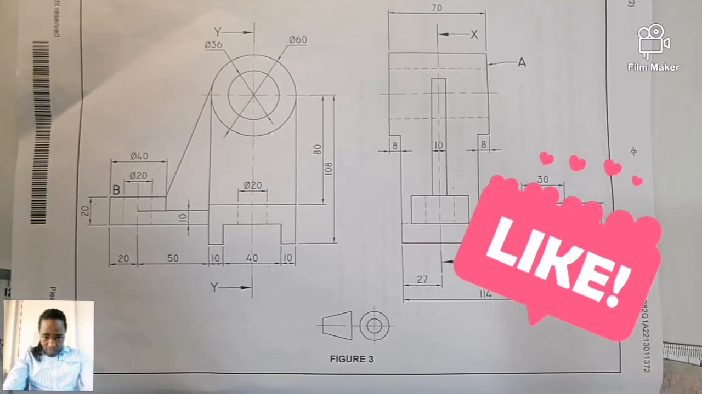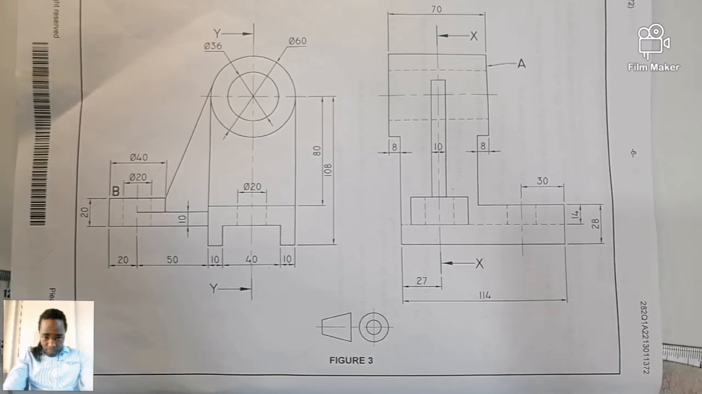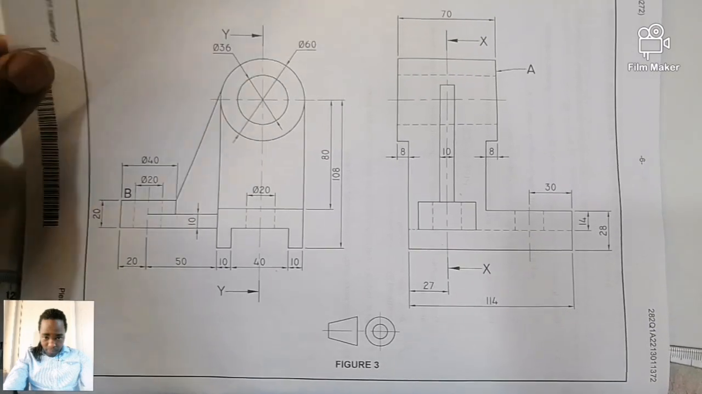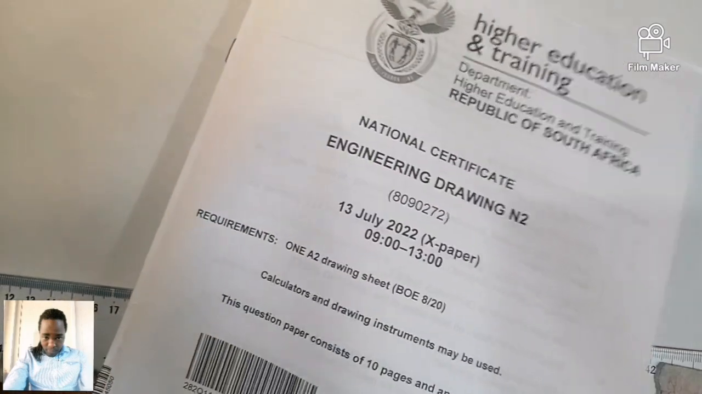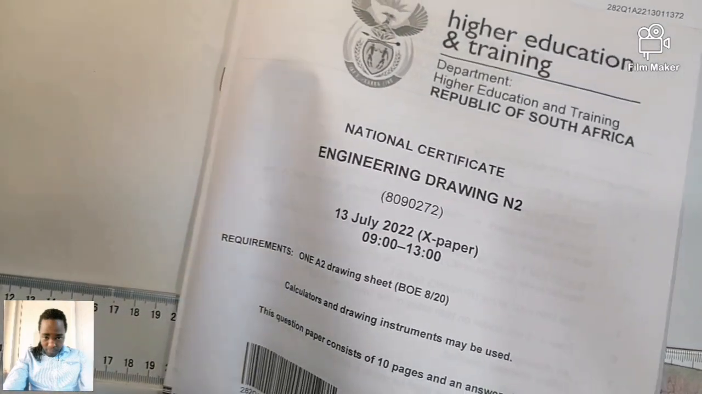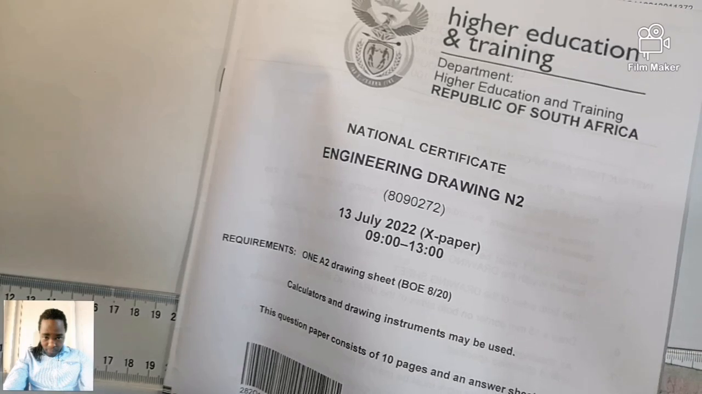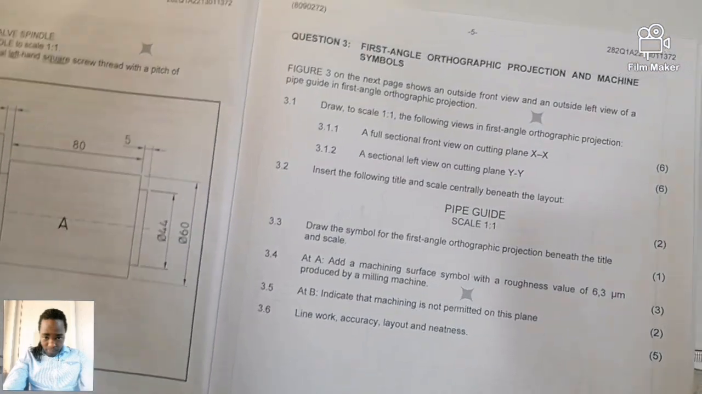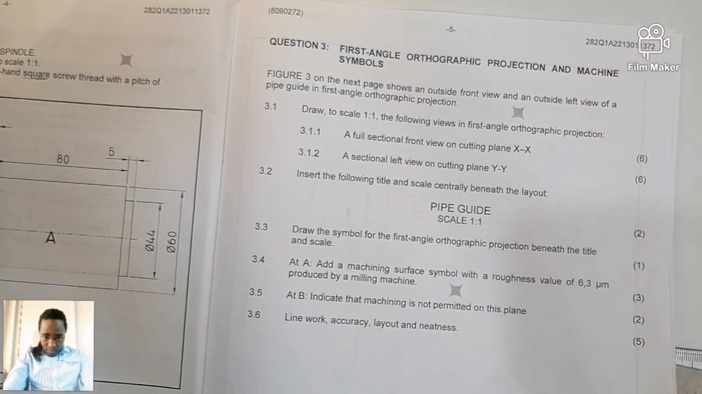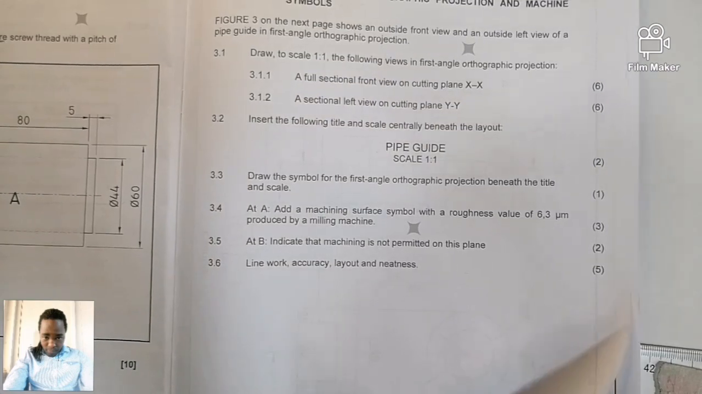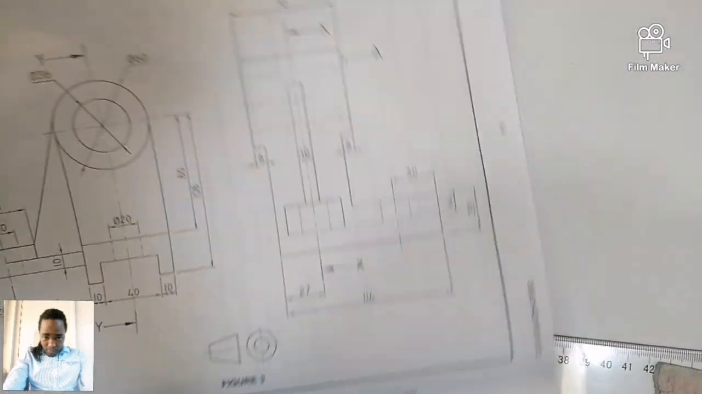Let us approach this one. This is figure 3, where are the question of this previous question paper. Remember, this is the previous question paper, which was written on the 13th July 2022. So under the topic of first angle orthographic projection, which is question 3, it was paying how much? 25 marks.